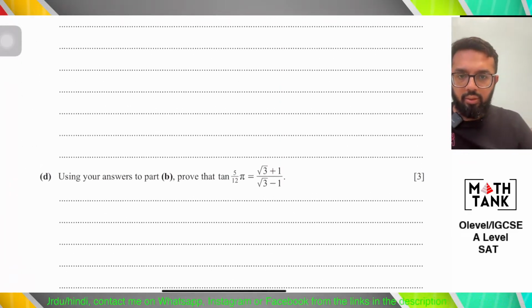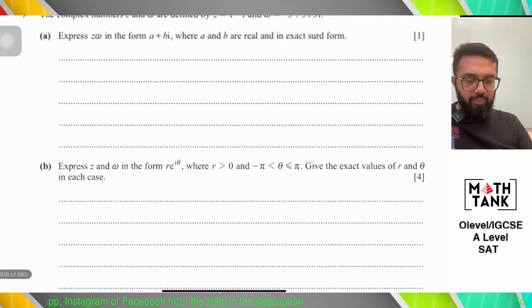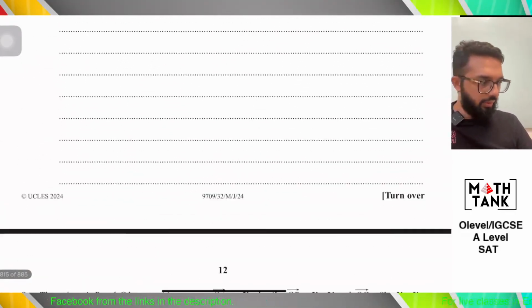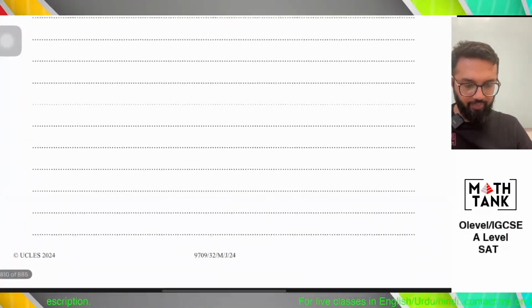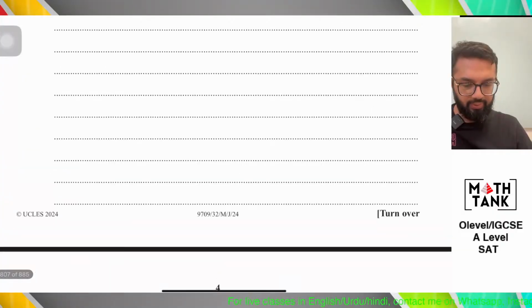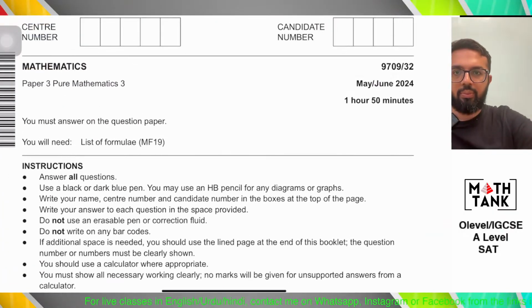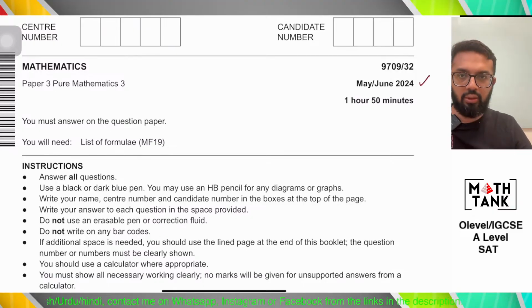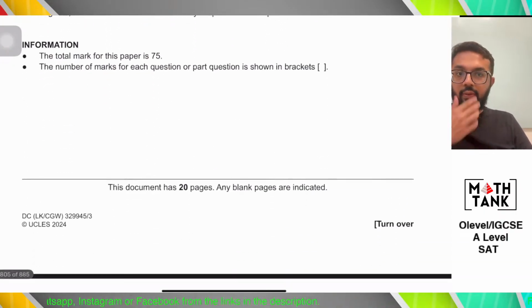Okay, let's begin. Today's paper is May June 2024, and this variant is 3.2. I was just scrolling through the paper, which is why it's there. May June 2024, variant 3.2. Okay, let's start solving.